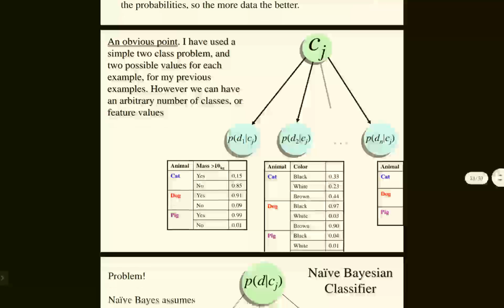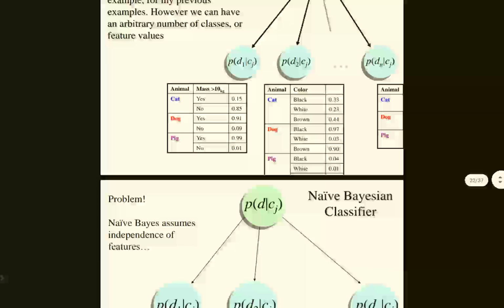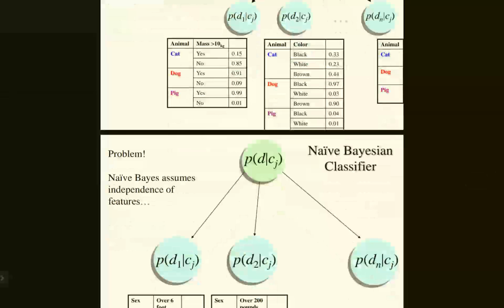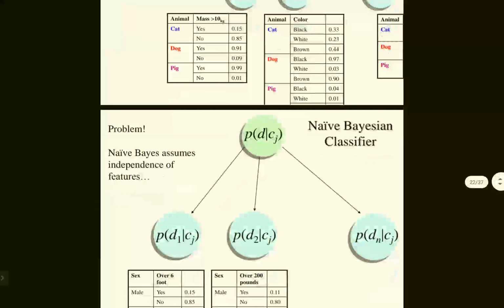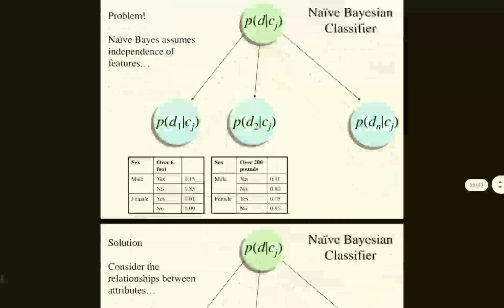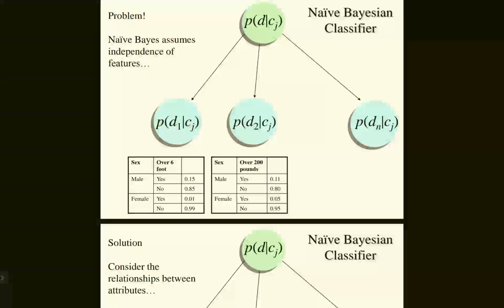What are the problems of it? Just concentrate here. Naive Bayes assumes independence of features. If you're checking this table, just concentrate. In the naive Bayes classifier there are different problems. If you're talking about sex, male and female, and again over 6 foot and over 200 pounds, according to that, this naive Bayes classifier assumes independent features, meaning they are not dependent.